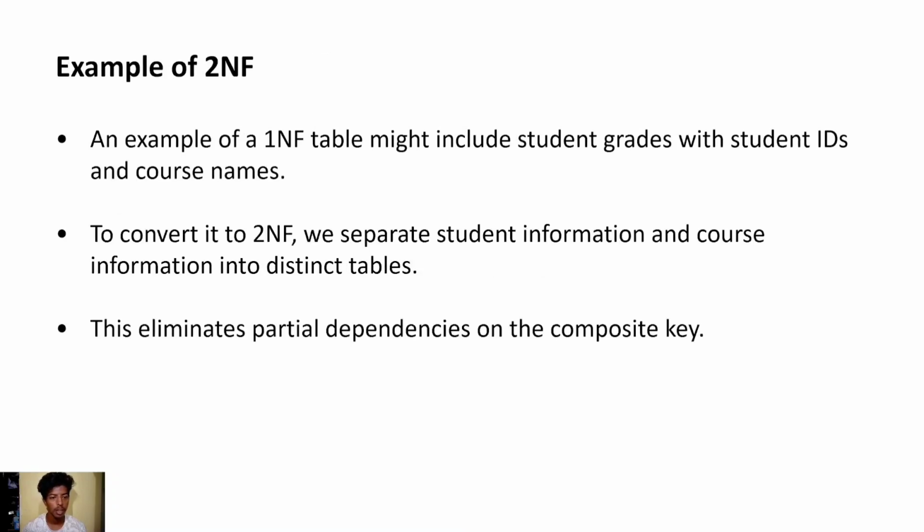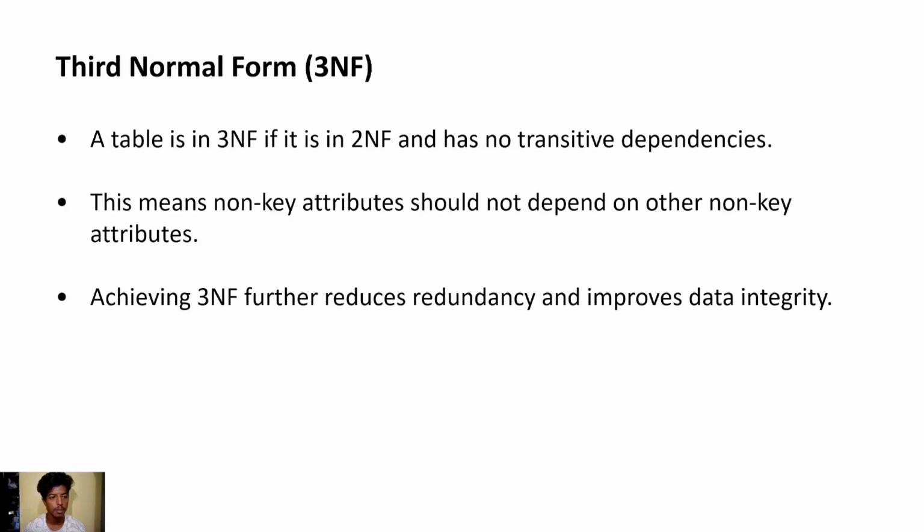Example of 2NF. An example of a 1NF table might include students' grades with student ID and course name. To convert into 2NF, we separate the student information and course information into distinct tables. This eliminates partial dependency on the composite key.